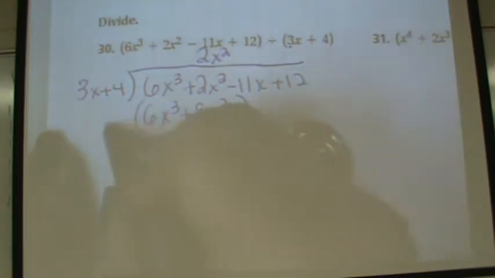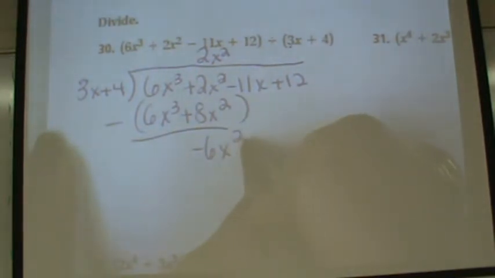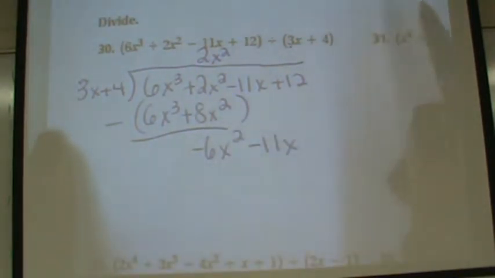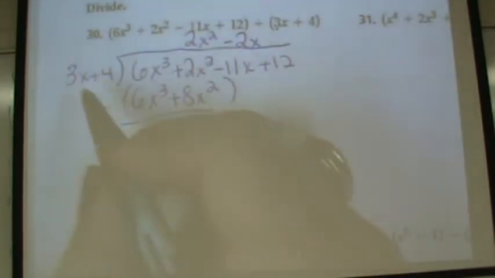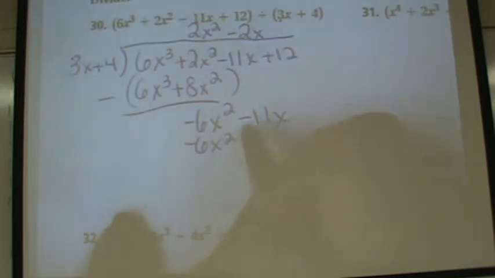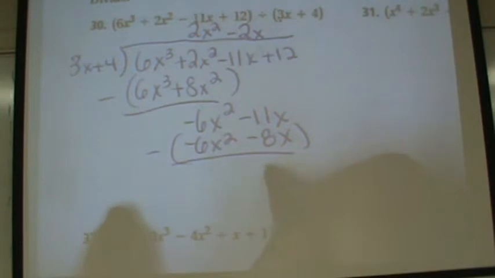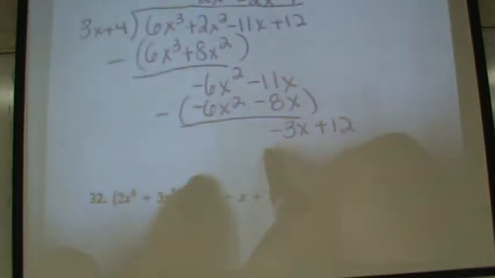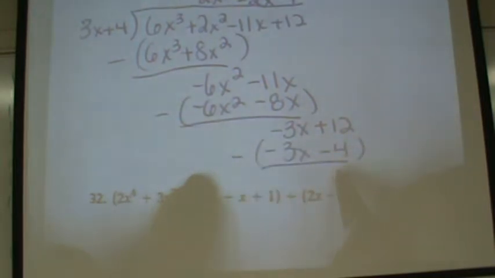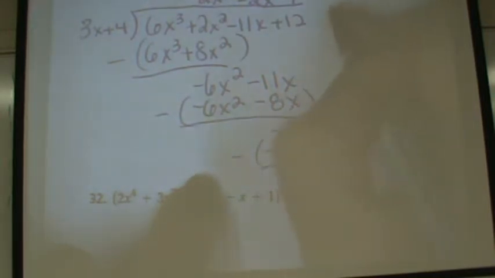When you subtract, you get negative 6x squared. Bring down 11x, minus 11x. Then negative 2x times this is negative 6x squared minus 8x. And if you subtract these, you get negative 3x, bring down your 12, and you're left with negative 1 up here because negative 1 times 3x is negative 3x minus 4. When you subtract, you get 16. So your remainder is 16 over 3x plus 4.